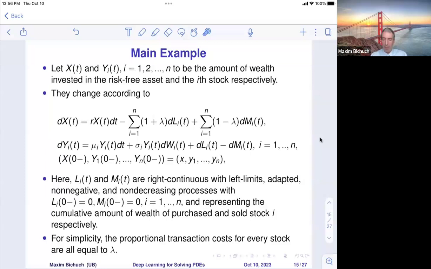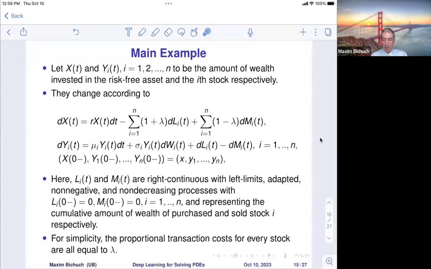For every dollar of stock that we want to buy, we're going to be paying 1 plus lambda dollars from our risk-free asset, basically our cash position, and vice versa. Anytime we want to sell $1 worth of stock, we would only get a 1 minus lambda multiplier of that, so 1 minus lambda dollars, deposited back into our risk-free asset account.